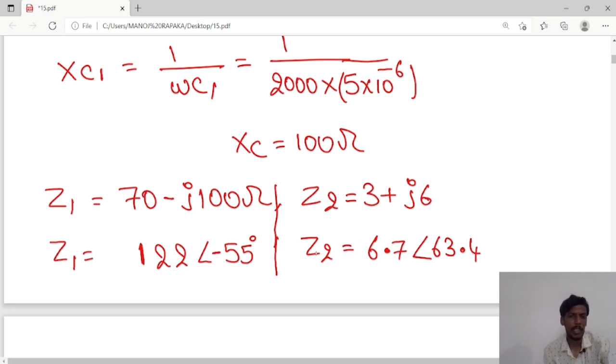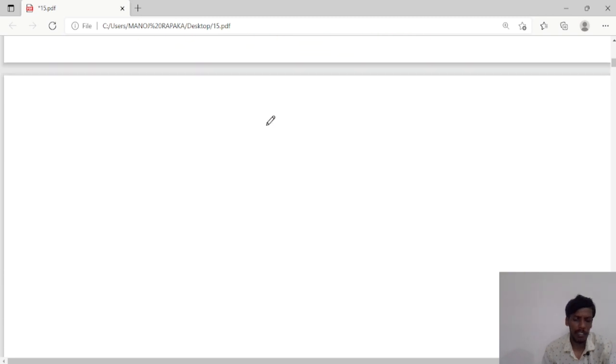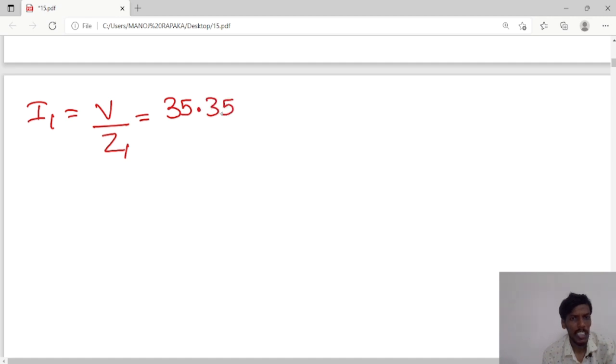So this is the Z2 value as well as the Z1 value in the polar form. So we have to calculate I1 now, the current in each branch. I1 equals V by Z1. The V value we already know: the RMS value is 35.35 at an angle of 0. And the Z1 value we have calculated: Z1 equals 122 at an angle of minus 55 degrees.